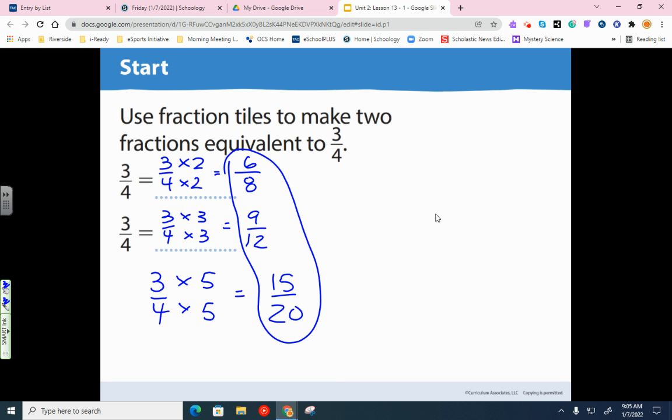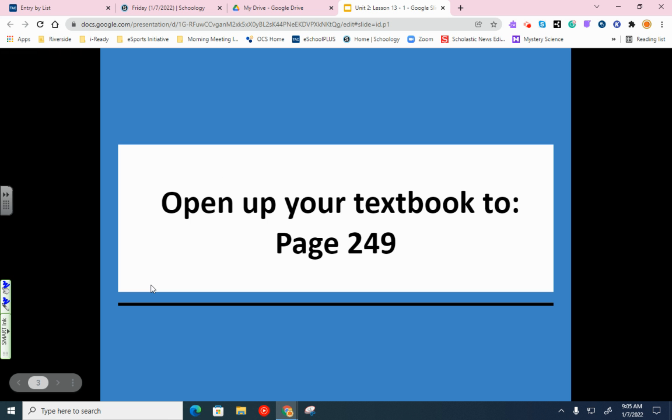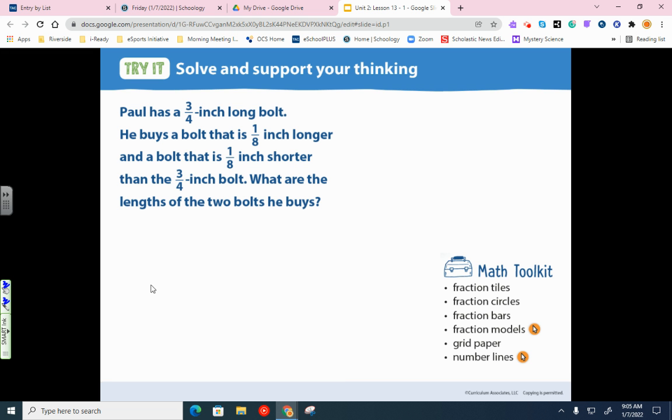But what is really important is these denominators when we're working with other fractions and mixed numbers, making sure those are the same. Then we can move on and do what we need to do as far as the work goes. All right. So in your books, if you turn to page 249, we'll get started with this first question. Paul has a 3/4 inch long bolt. He buys a bolt that's 1/8 inch longer and a bolt that is 1/8 inch shorter. So right away, we can see that we are dealing with denominators of 4 and 8. And it wants to know what are the lengths of the two bolts he buys.